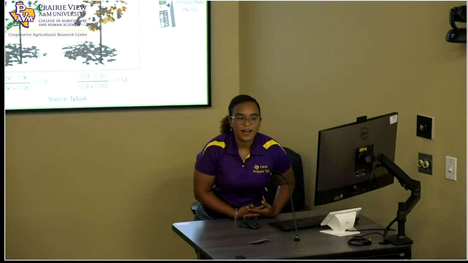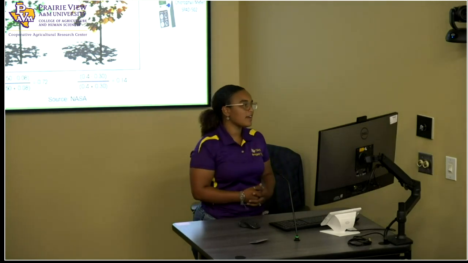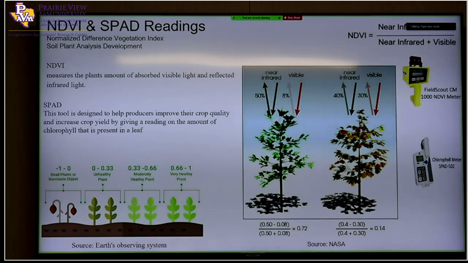So what is NDVI? NDVI is the normalized difference vegetation index, and it measures the plant's amount of absorbed visible light and reflected infrared light. If you look at the bottom picture here, you'll see that a -1 to 0 reading is a dead plant, 0 to 0.33 is an unhealthy plant, 0.33 to 0.66 is a moderately healthy plant, and 0.66 to 1 is a very healthy plant.